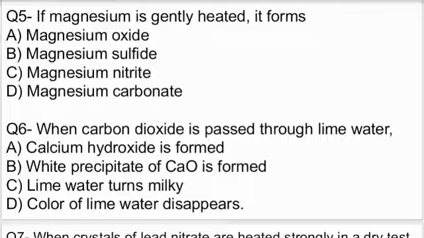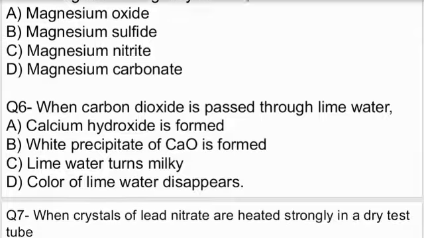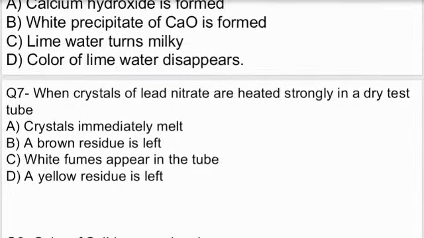Next question. When carbon dioxide is passed through lime water, options are calcium hydroxide is formed, white precipitate of CaO is formed, lime water turns milky, and color of lime water disappears. The correct option is C, lime water turns milky.